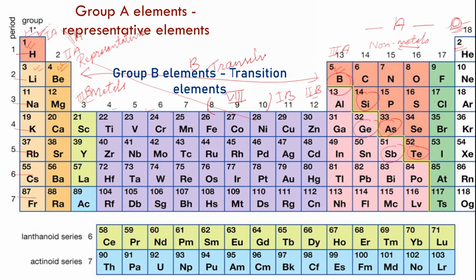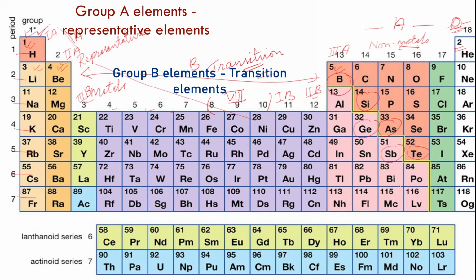Transition elements. Okay, now zero group elements are at the right side of the table. Okay, so these group A elements are all representative elements. These follow normal rules and regulations of the periodic table, whereas transition elements have special properties in them. You will study about them later. Okay, now this table has separate positions for metals, non-metals, metalloids, and inert gases, or the zero group elements. You understood?